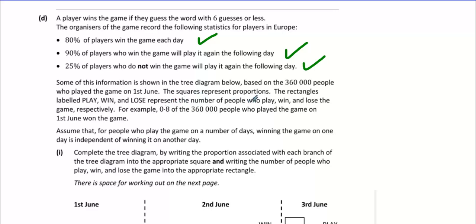The squares represent proportions. The rectangles labelled win, play, win, lose represent the number of people who play, win, or lose, respectively. For example, 0.8 of 360,000 people who played the game on June 1st win the game. Assume that for people who play the game on a number of days, winning the game on one day is independent of winning it on another day.